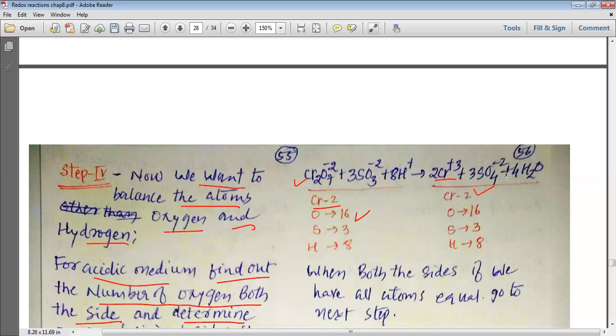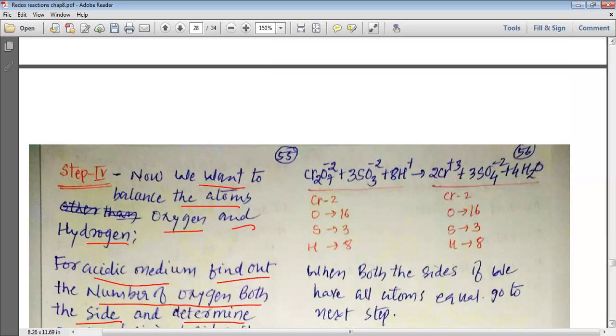Here 3 4s are 12, 4 3s are 12, plus 4 is 16. Sulfur: this side 3, that side also, on the right side we have 3 sulfur. Hydrogen: this side 8, and on the right side 4 2s are 8. So all the atoms, chromium, sulfur, hydrogen and oxygen, are balanced now.